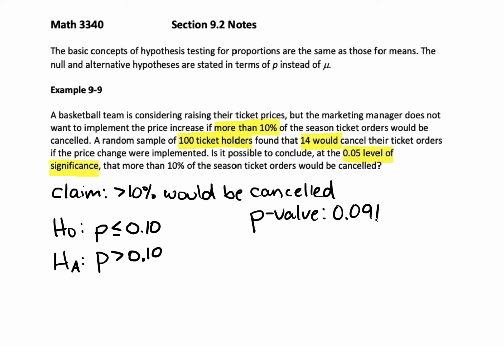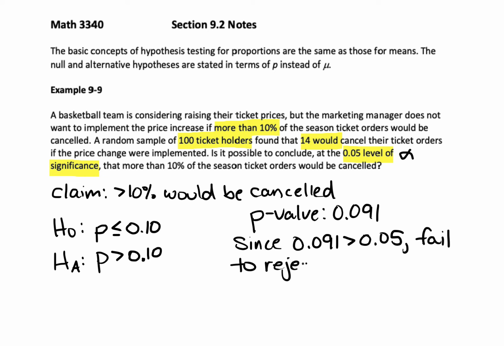So remember, I'm comparing the p-value to my alpha. So my alpha is 0.05. So since my p-value is not less than alpha, p-value is greater than alpha, that means that I cannot reject the null hypothesis. So since 0.091 is greater than 0.05, I fail to reject H0.